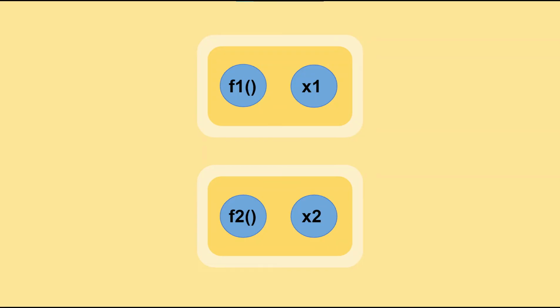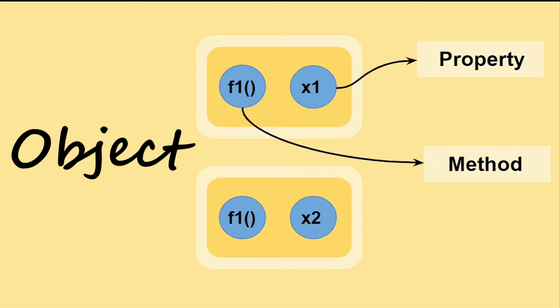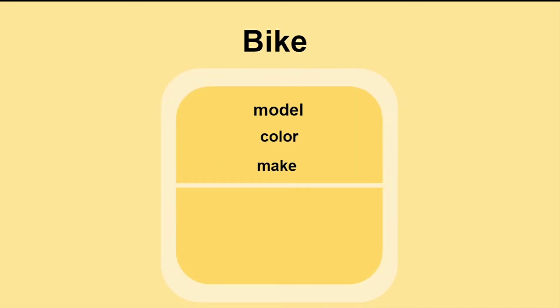Object-oriented programming came to solve this problem. In object-oriented programming, we combine a group of related functions and variables into a unit. That unit is known as an object. These variables are referred to as properties and the functions as methods. Let's take an example of a bike. Bike is an object with properties such as model, color, and make, and methods like start, stop, and move.